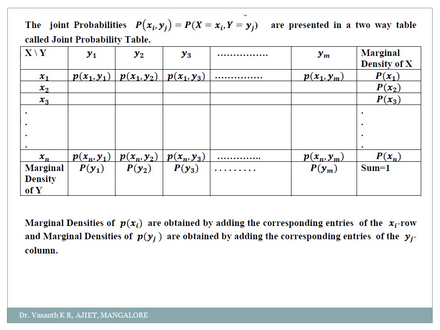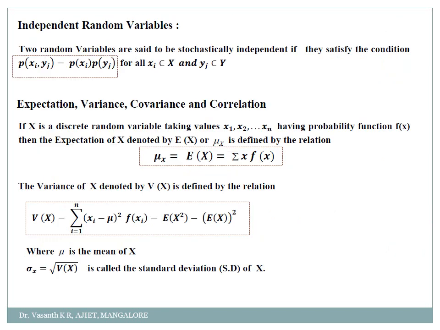Now the marginal PDF, that is p of xi, is obtained by adding all the corresponding entries of the xi rows, and the marginal densities of p of yj are obtained by adding all the corresponding entries of the yjth column. Correct? Yes, that's it. See this, whatever I put in boxes here is very important. You have to remember this.